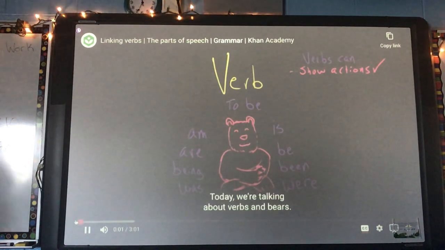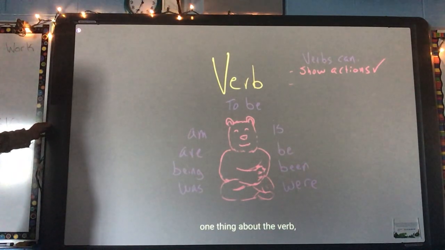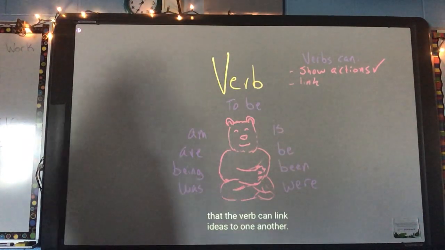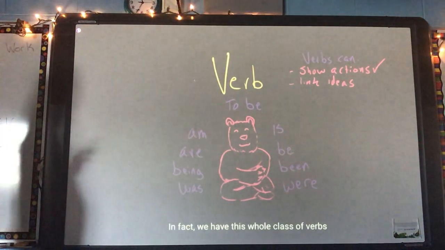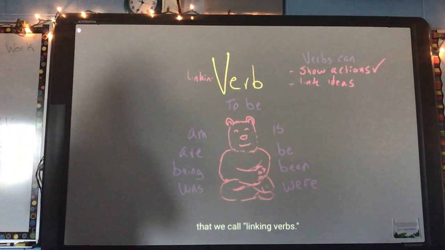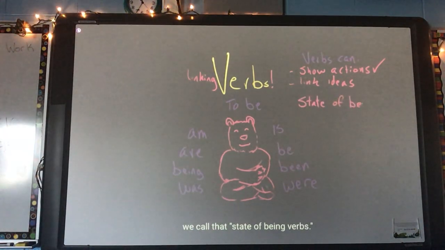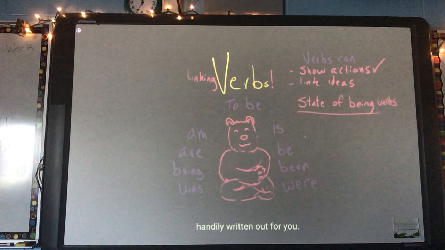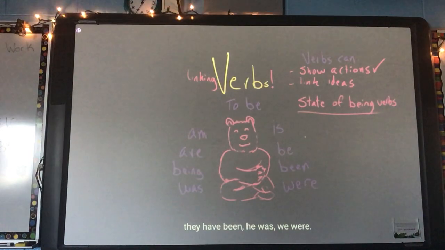Hello, grammarians. Today we're talking about verbs and bears. We had previously established at least one thing about the verb, and that was that it can show actions. But today I'd like to introduce the idea that the verb can link ideas to one another. In fact, we have this whole class of verbs that we call linking verbs. Or if you want to call it something fancier, state of being verbs. These linking verbs include all forms of the verb to be, which I've handily written out for you. So I am, he is, we are, be nice, they were being, they have been, he was, we were.